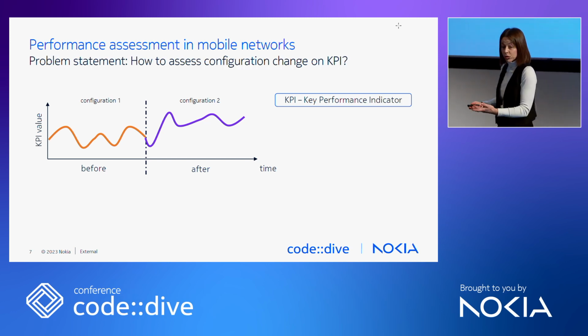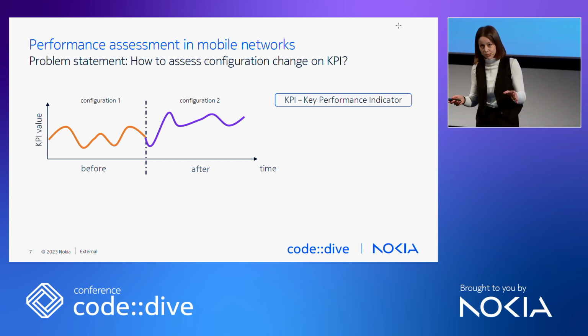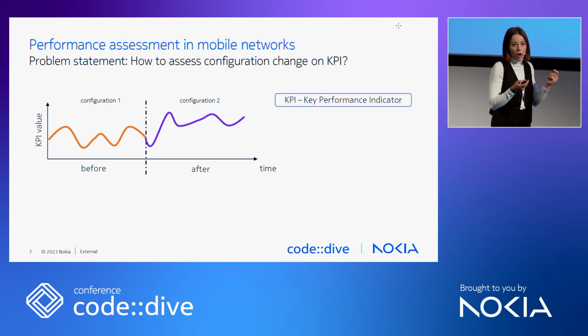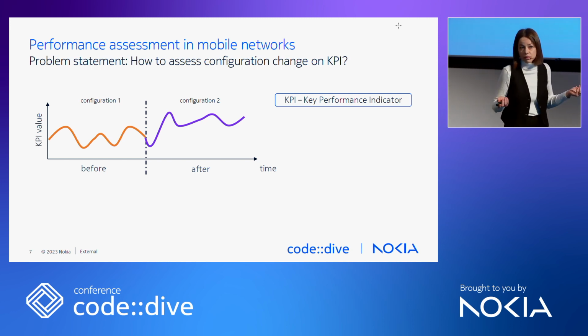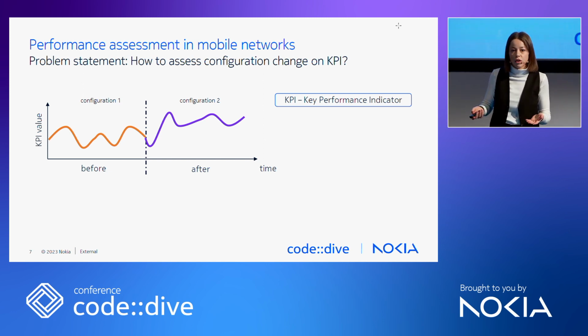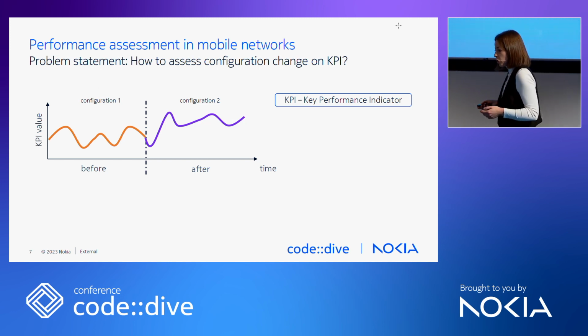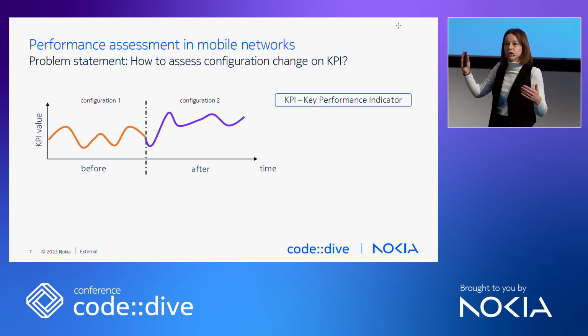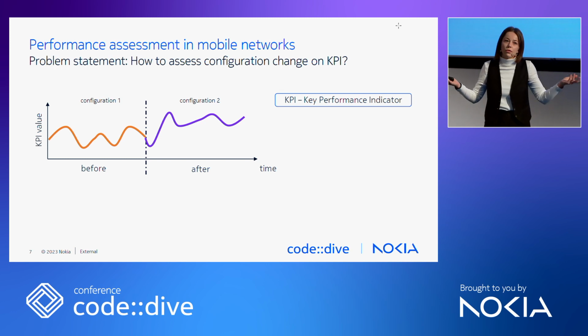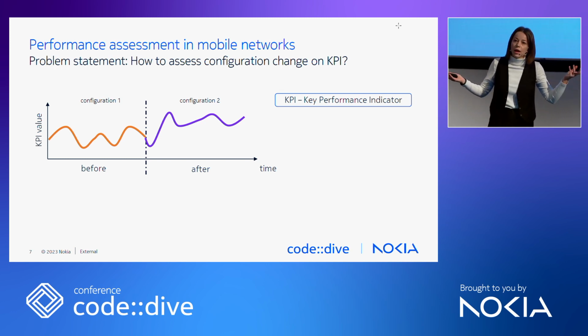So what we want to know is whether introducing some kind of change to the configuration of this network will result in any kind of change in the overall performance. So at the lowest level of complexity, our problem can be defined this way. We have a single network object, like a single cell. And we know that at a given moment of time, there was some configuration change, the moment that is here marked with a dashed line. So we have configuration 1 for the period before the change, and similarly we have configuration 2 for the period after the change.